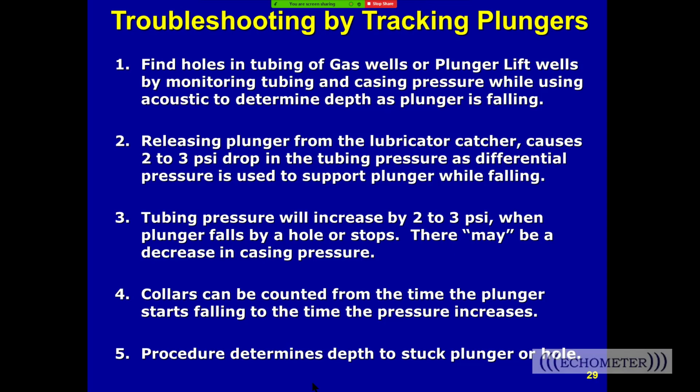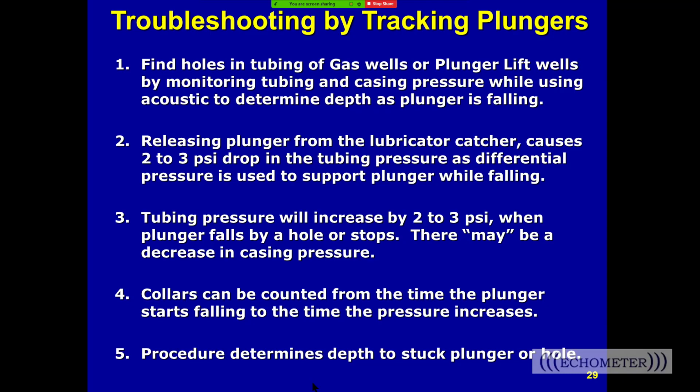So what else can you do? Well, you can find holes because the plunger has a certain weight. It's about 2 to 3 psi, which is the weight of the plunger divided by the area. So its weight is converted into a pressure. And when you drop the plunger from the lubricator past the pressure sensor, the pressure sensor sees the weight of the plunger falling through the gas. And the pressure below the plunger increases by 2 to 3 psi as it's falling in the tubing.